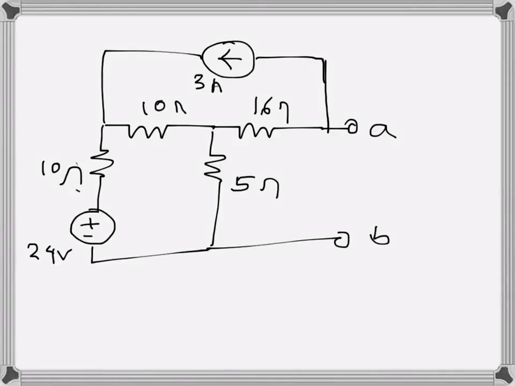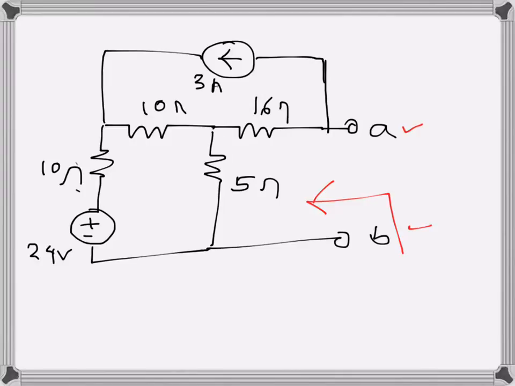For the given circuit, I need to find the Thevenin circuit for terminal A and B. So I need to find the open circuit voltage at this terminal and the resistance seen from this terminal. So in order to find, let's find the open circuit voltage first.